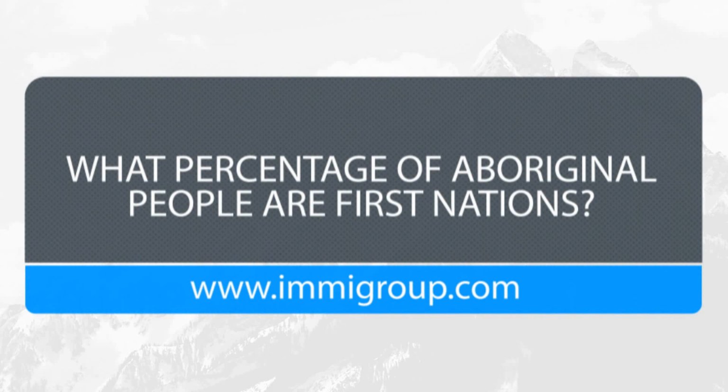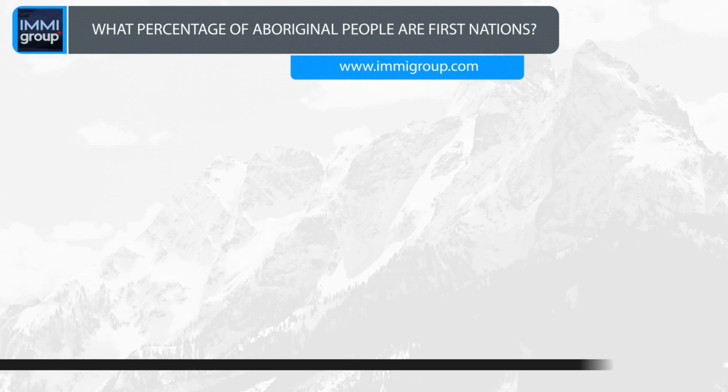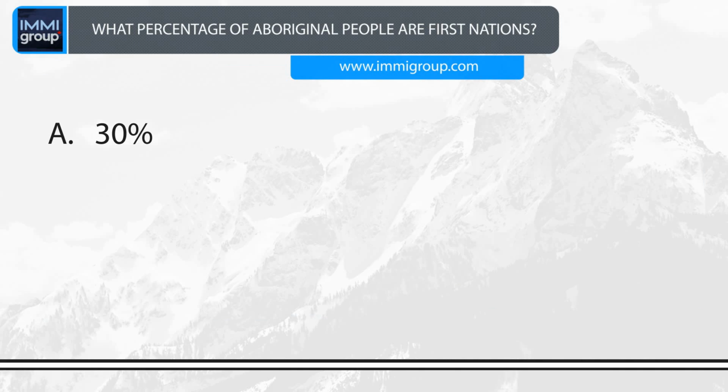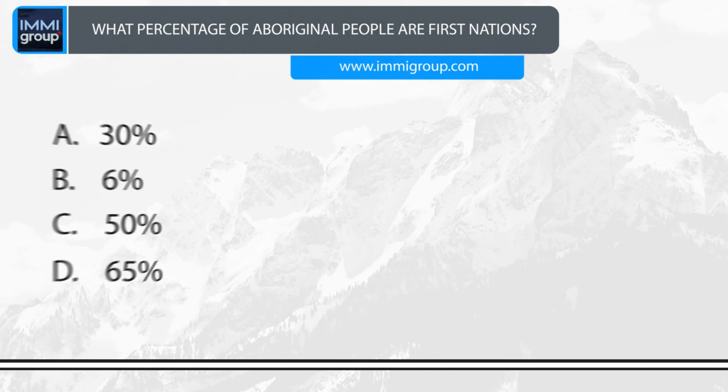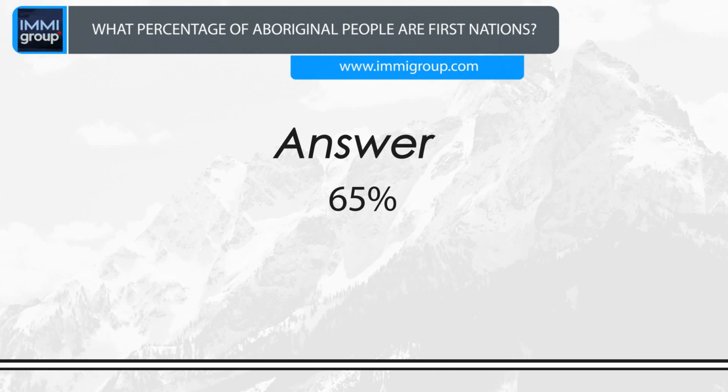What percentage of Aboriginal people are First Nations? A. 30%. B. 6%. C. 50%. D. 65%. Answer. 65%.